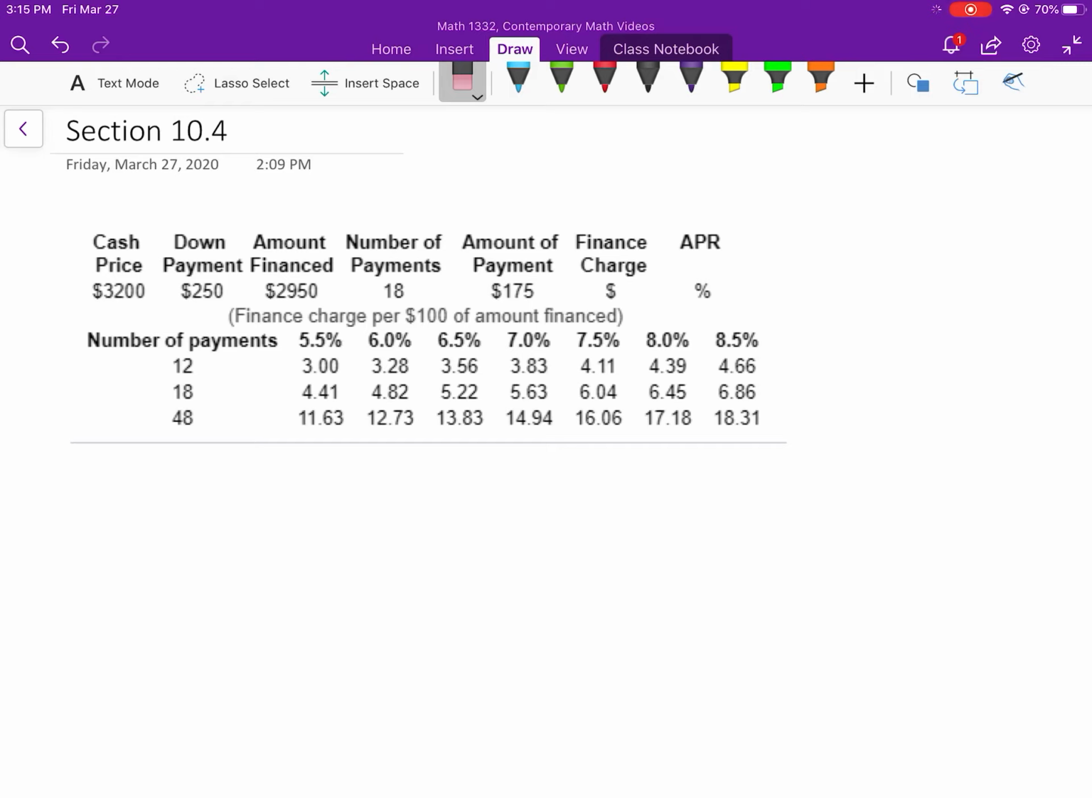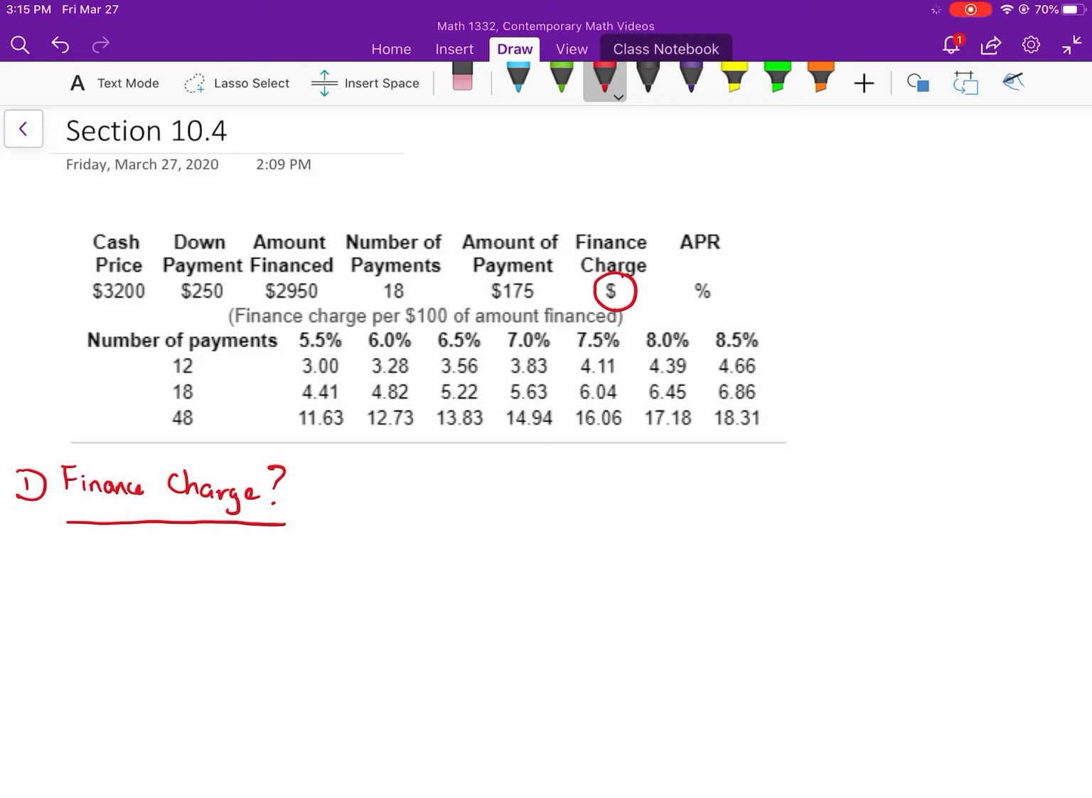Welcome back. We are in section 10.4, and we're looking at another example here. I've cut out the two parts to the question, but the first question was, what is the finance charge? That's question number one. And the second question is, what is the APR? We'll get to that in just a minute, but let's look up what the finance charge is.